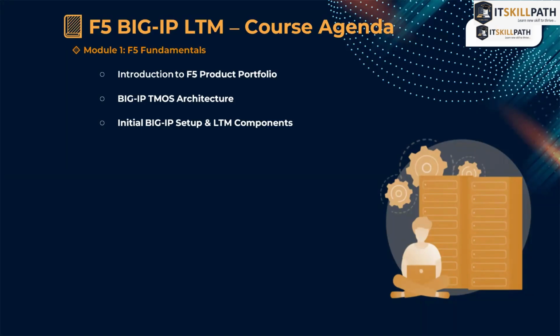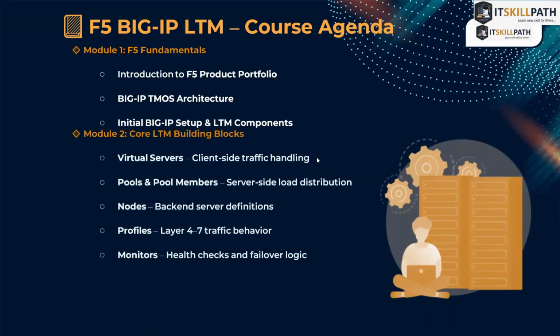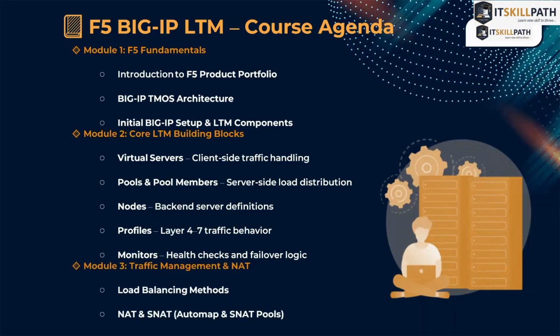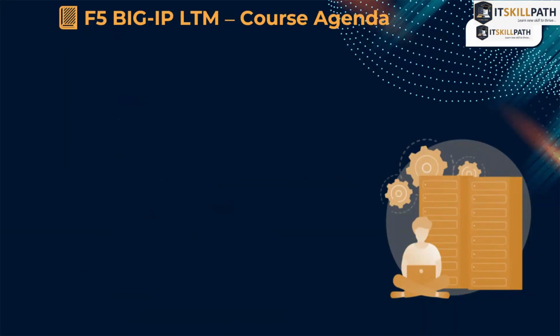So I'm now explaining what we are going to cover. In module one, we cover the introduction of F5 product, what the product line is, what the TMOS architecture in F5 is, initial Big IP setup, and LTM components. We cover how to do the initial setup, how to do provisioning, how to request a license, and how to apply the license to the box. Then in module two, I'll cover what a virtual server, pool member, node, profile, and monitor are. In module 3, we'll cover load balancing methods, NAT, SNAT, automap, and SNAT pool.